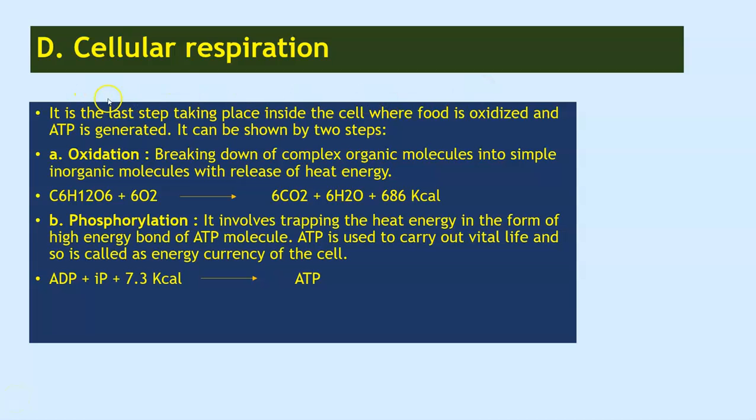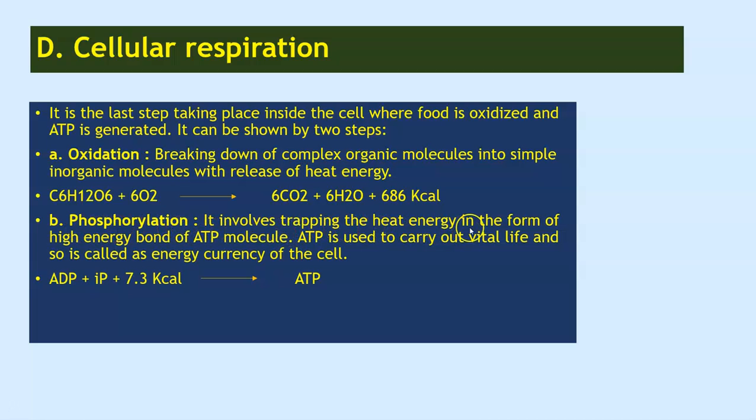Now students, let us have a look at the last category in the mechanism of respiration, that is cellular respiration. It is the last step taking place inside the cell where food is oxidized and ATP is generated. It can be shown by two major steps. The first is oxidation, that is breaking down of complex organic molecules into simple inorganic molecules with release of heat energy. That is, you have C6H12O6 plus 6O2 giving you 6 carbon dioxide molecules plus 6 water molecules plus an energy of 686 kilocalories.